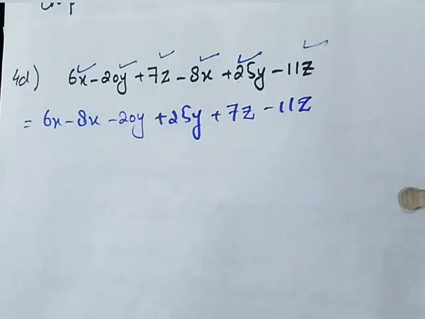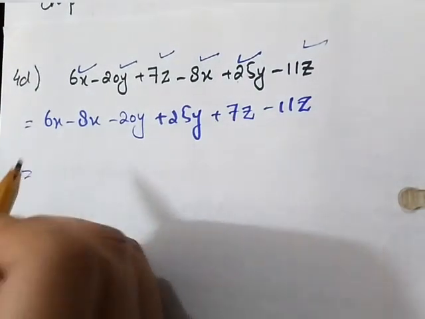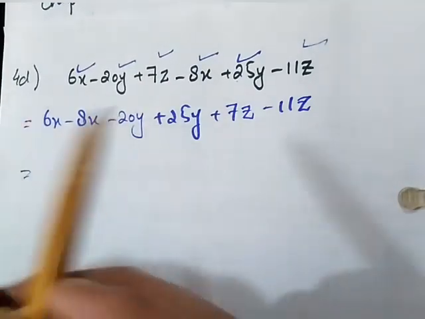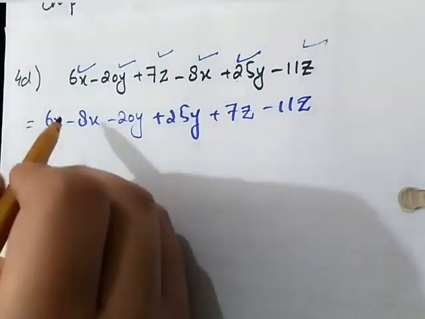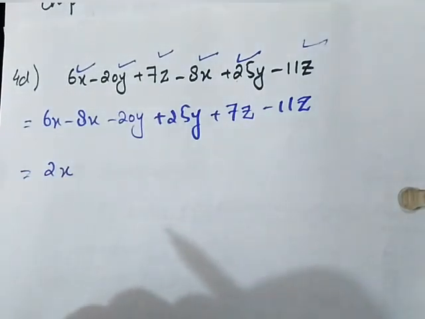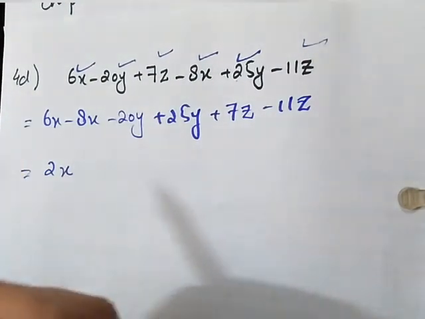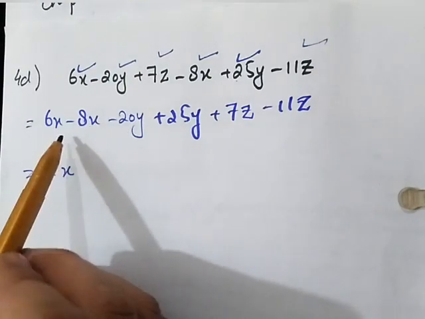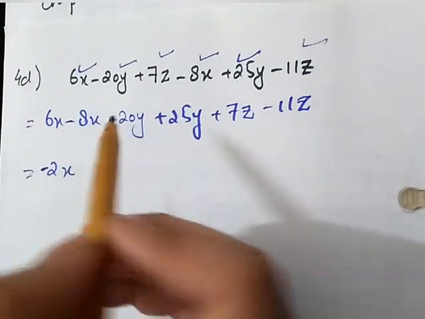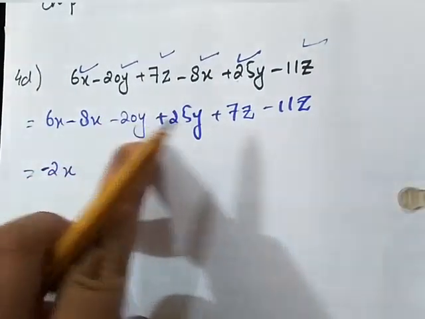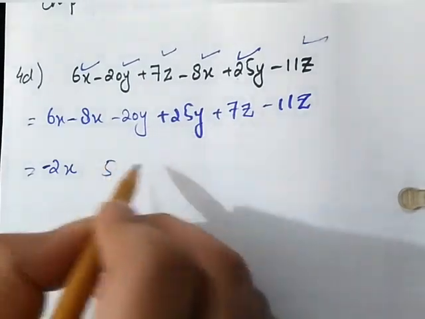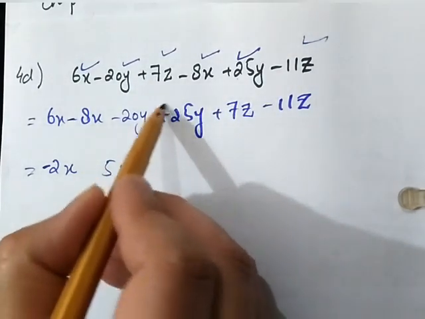Now what will be the next step? We just simplify it. Okay, plus 6x minus 8x. Again the opposite signs, so the terms will be subtracted. 8 minus 6, 2x. Now is it okay? No, because we put the sign of the greater term, and our greater term has the sign minus, so we put the minus sign here. Now minus 20y plus 25y, again the opposite signs are here, so 25 minus 20, and what will be the sign of the greater term?